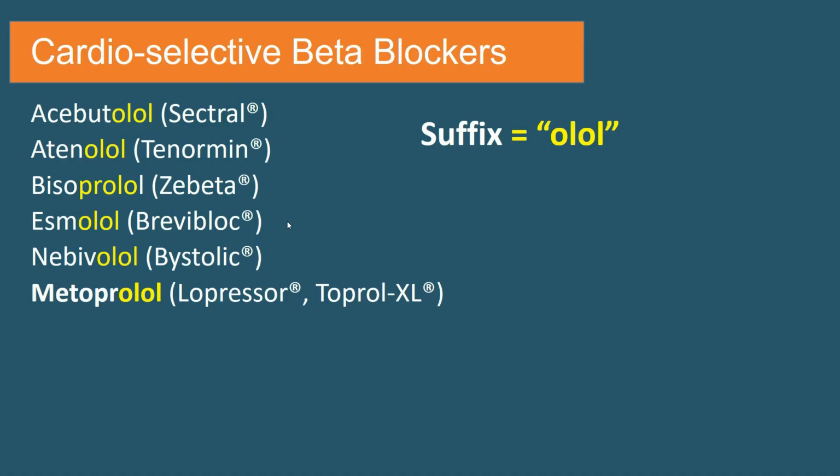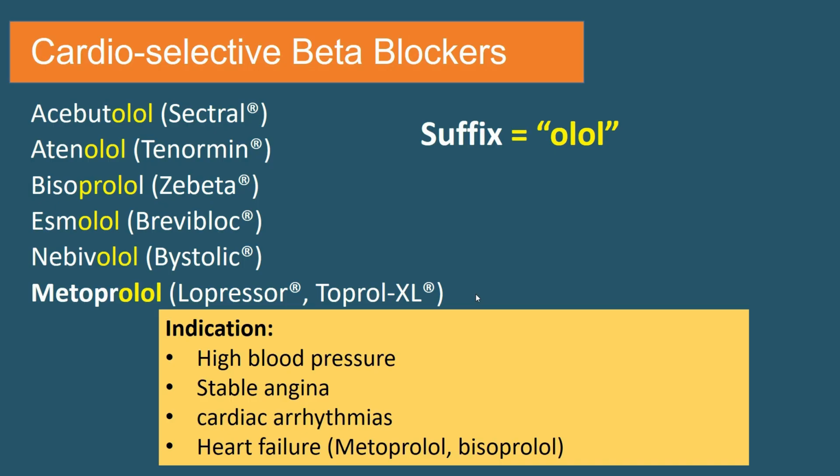And also the most important one is metoprolol, which comes with two different brands. One is Lopressor and the other is Toprol, which have different salts. One is the metoprolol succinate salt, and the other one is the metoprolol tartrate salt. Most of the time they are not interchangeable. The cardioselective beta blockers are primarily used for high blood pressure, stable angina, cardiac arrhythmias, and for heart failure, only two drugs are used. One is metoprolol and then bisoprolol.